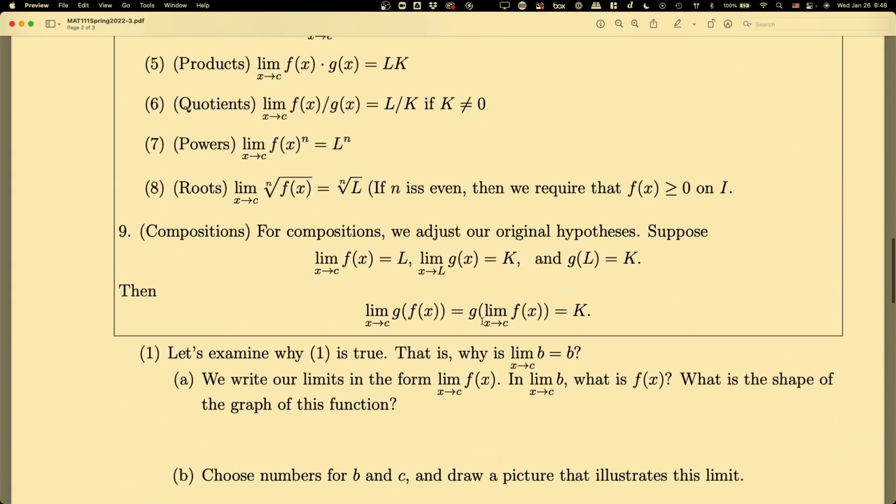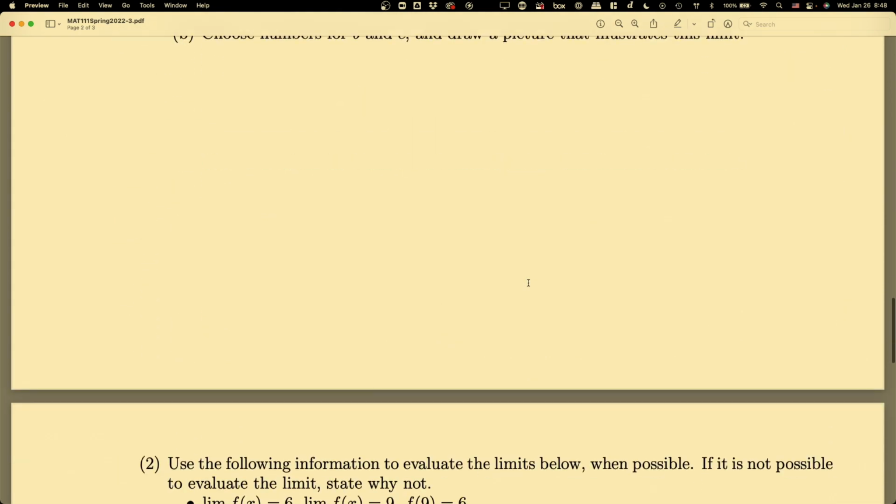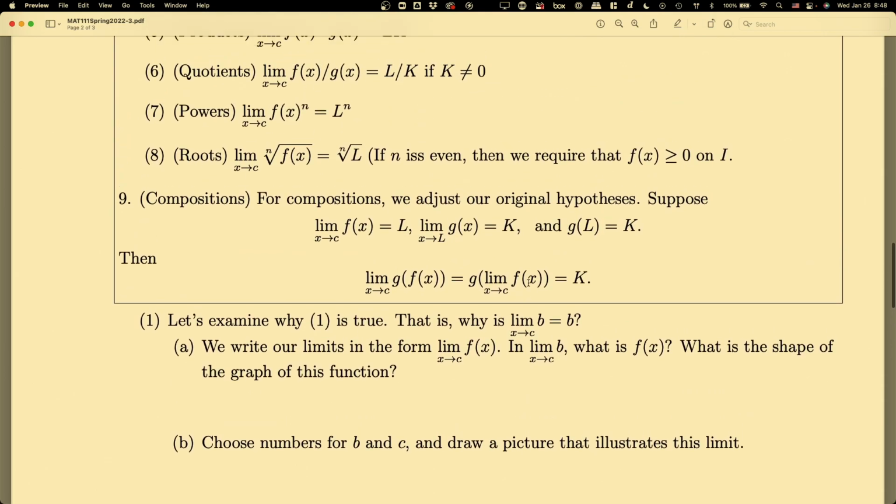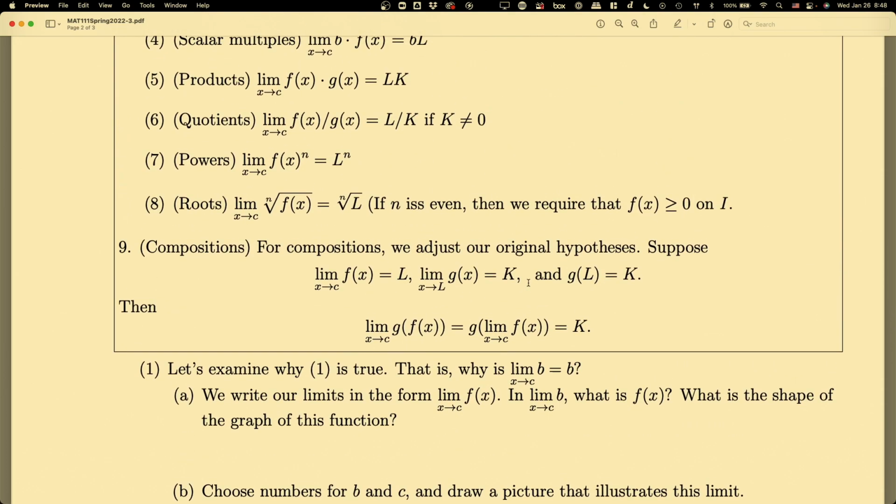So, and then compositions we'll talk about here in just a second. Basically, the way composition works comes down to this: if you know that the limit of the inside thing works, you just take that number and plug it into the outside thing. Okay, so let me maybe give a more concrete example here.